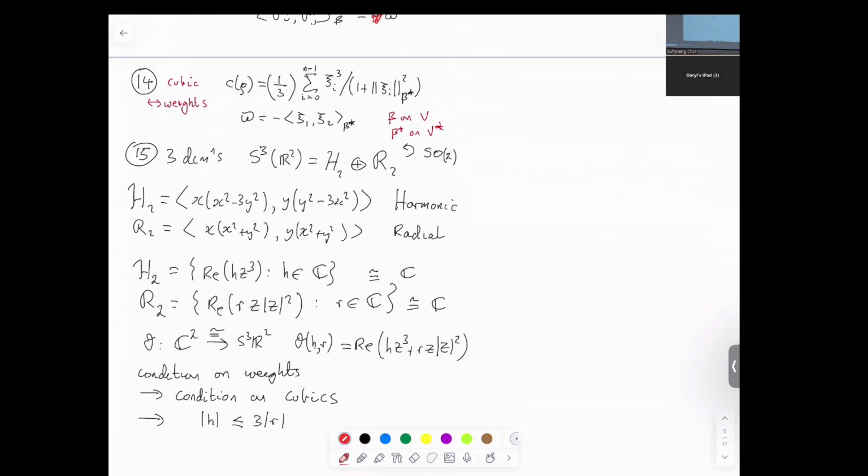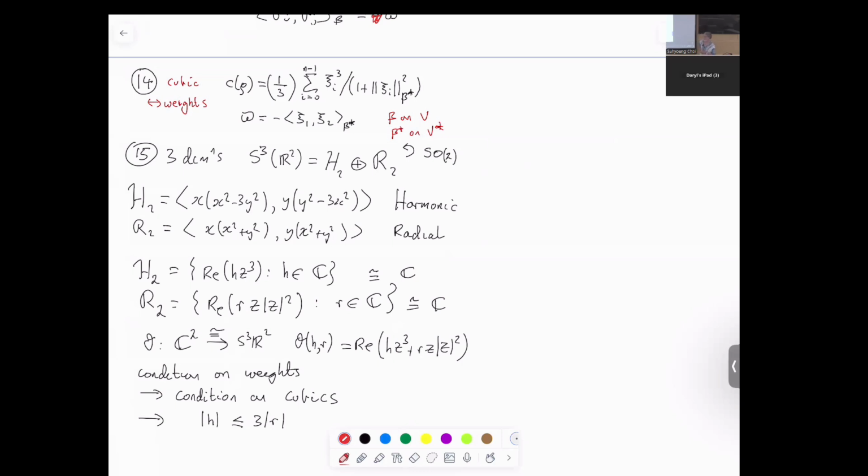Then I talked about the shape invariant: if you take the 3-jet of the graph of the boundary of the domain, you get a quadratic and a cubic. The quadratic is the second fundamental form. The cubic turns out to be, well, you can express the cubic in terms of the weights. It turns out to be 1/3 of the sum of the cubes of the weights divided by this number. So the cubic is basically encoding the weights.